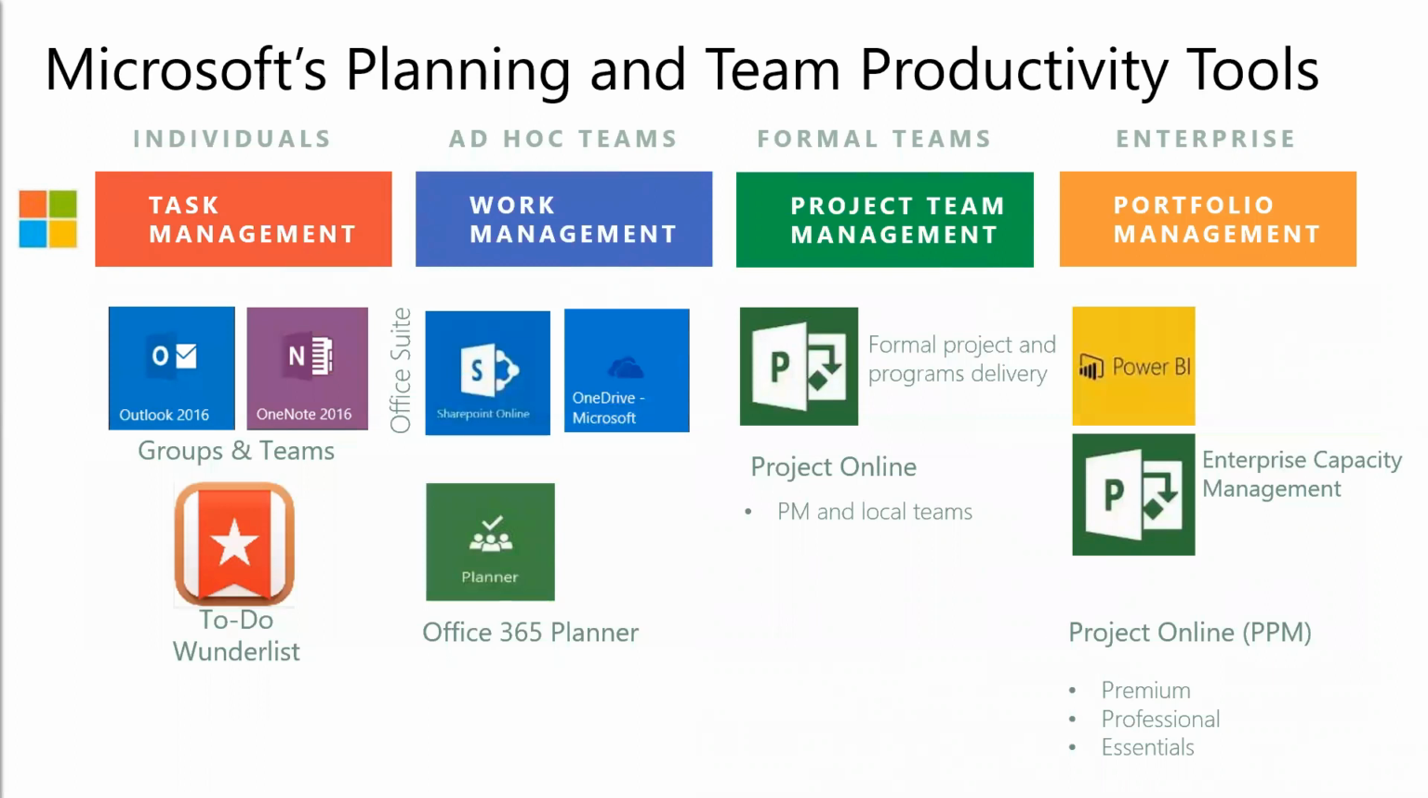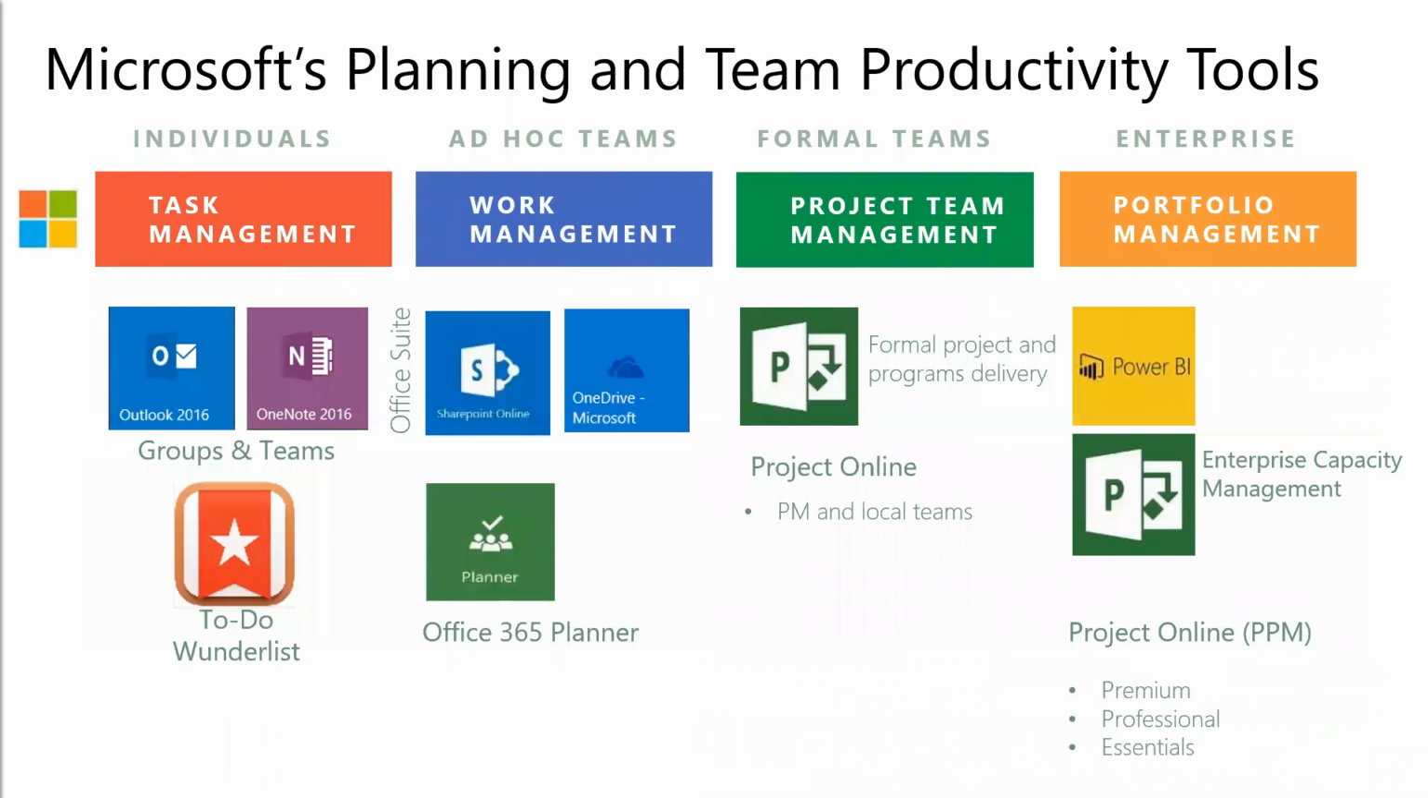In work management, bigger things would be working in OneDrive, sharing files, and SharePoint Online, and of course Planner, where my boss may assign me a task, or I may assign another user a task if I need help with something. Project team management, again the bigger section, would be working in Project Online for both project managers and local teams. More formal projects and programs delivery would be accomplished in Project Online, both in the Project Online desktop app if you prefer working in the desktop, or you can just work on Project Online in the PWA space.